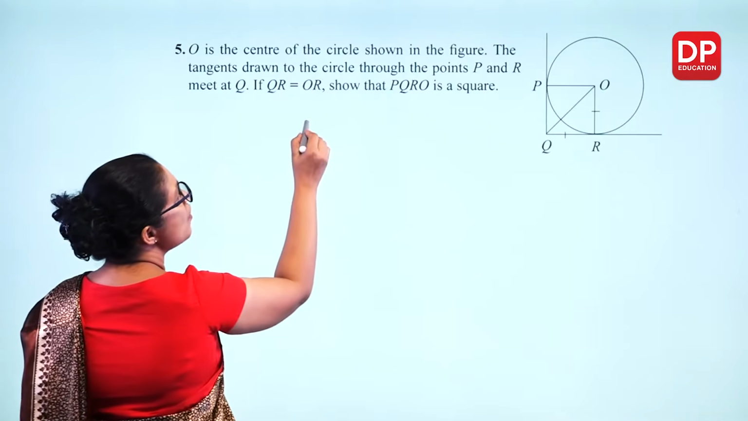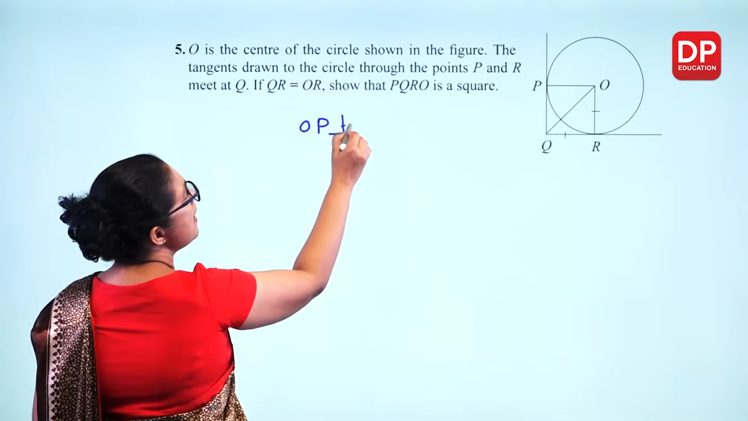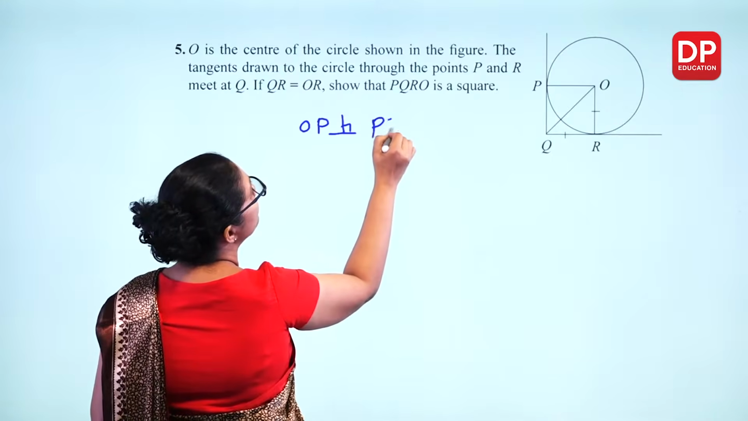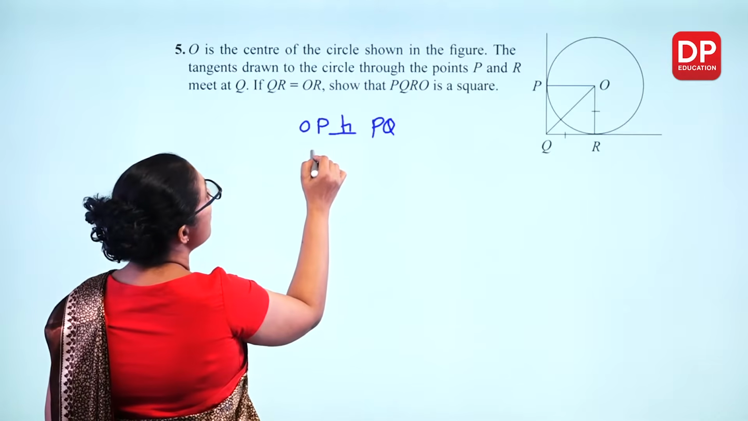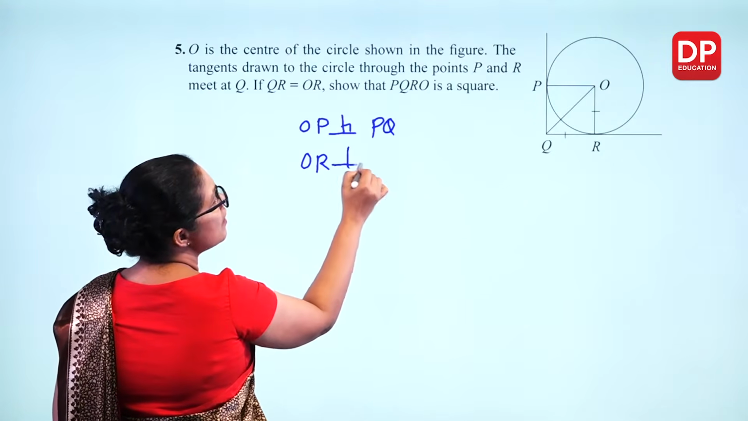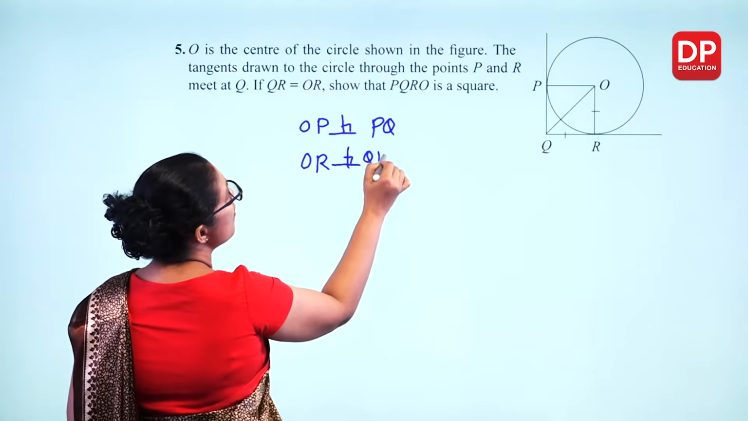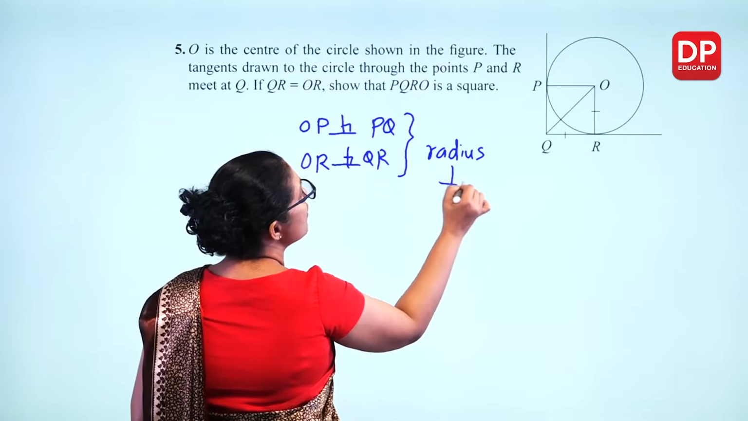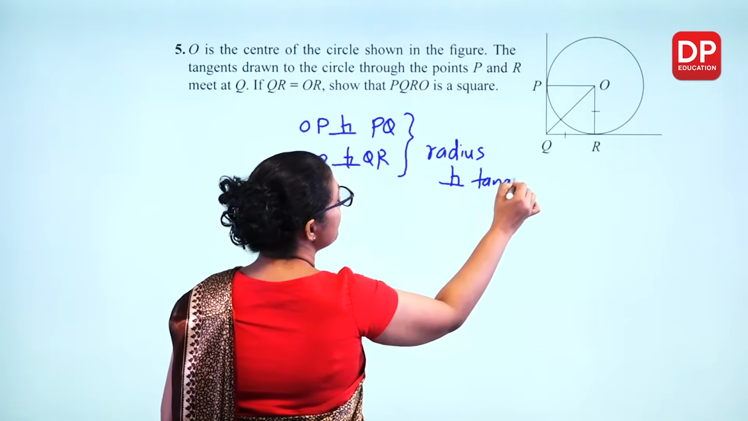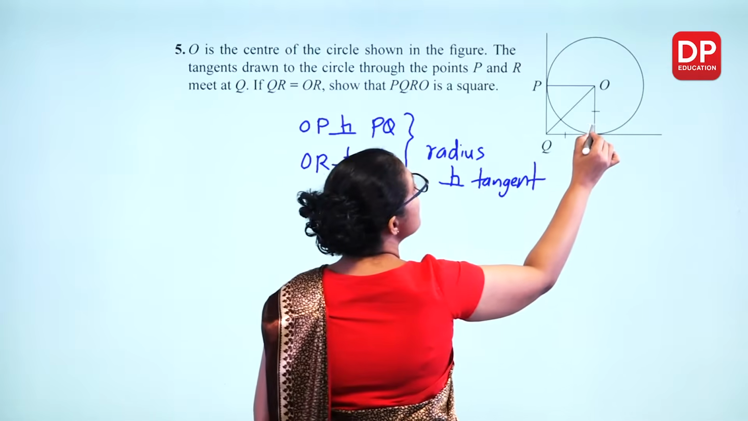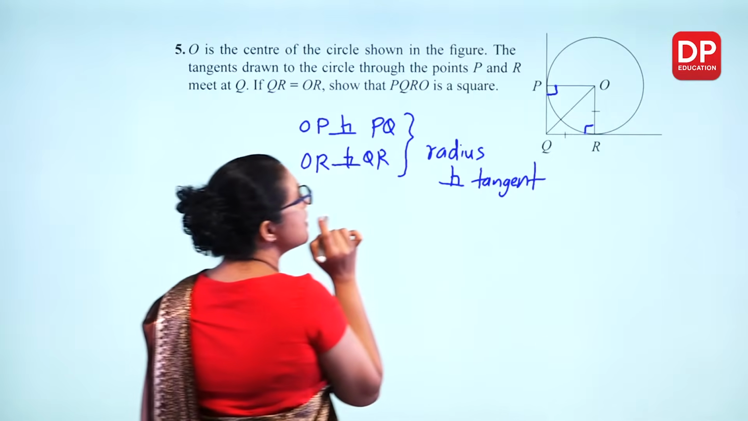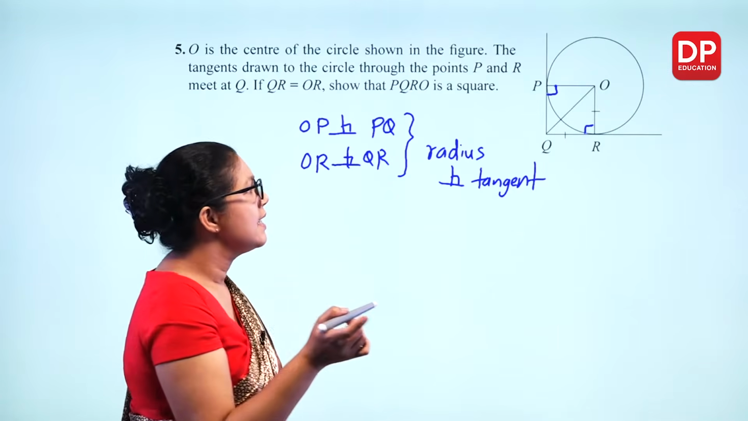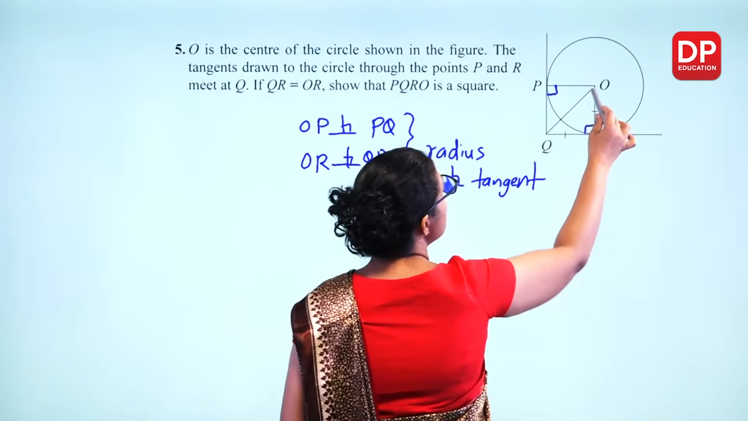From the figure, we know that OP is perpendicular to PQ and also OR perpendicular to QR. Radius perpendicular to the tangent. So this is 90, this is 90. So opposite angles 90, opposite angles 180. So this is also 180 you get.